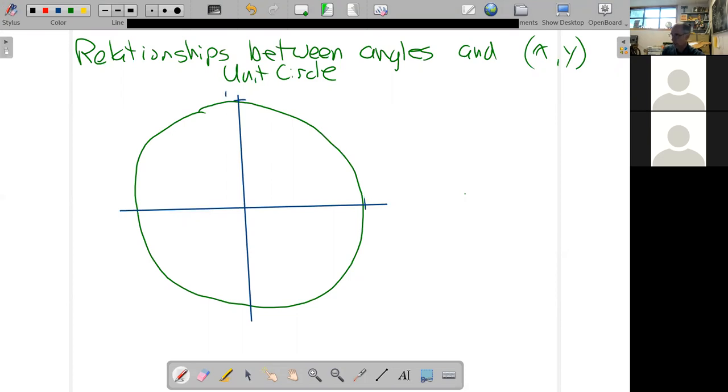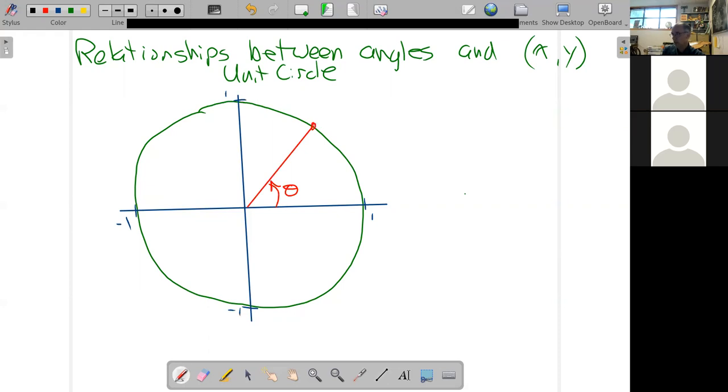Over here would be x equals 1. Down here would be y equals -1. And over here would be x equals -1. And then I just want to pick some angle, that one right there. And I'm just going to call that angle right there theta.